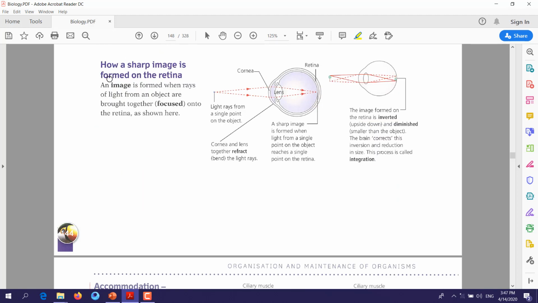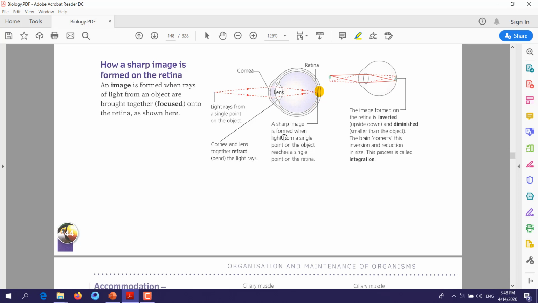How is a sharp image formed on the retina? Again, the retina is the part of the eye that has the sense cells. So how do we see objects? An image is formed when rays of light from an object are brought together and focused onto the retina. This is the eye. Here, this part is the retina. Light enters the eye, and then the lens brings the light together, or focuses the light, here.